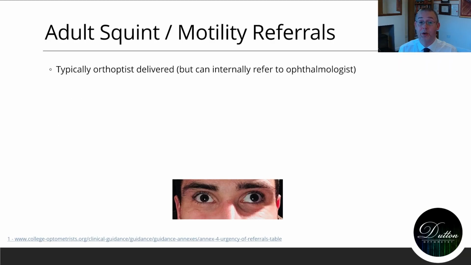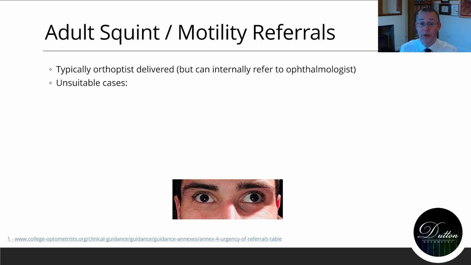The adult squint and ocular motility clinics are typically delivered by orthoptists. Now they will have the option to have an ophthalmologist's opinion acutely on the day if there's something that they're really concerned about, or make an internal referral to be seen at some point in the future. But it's important for you to understand how your local unit operates in that respect.